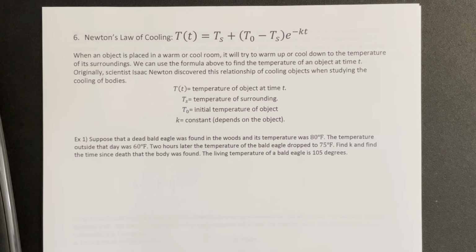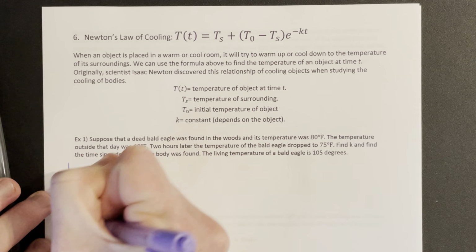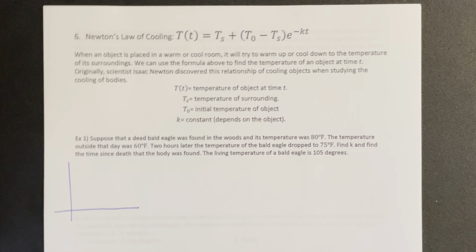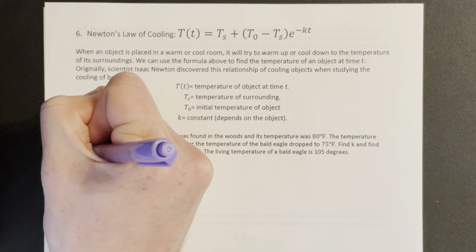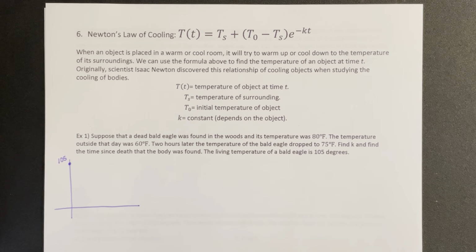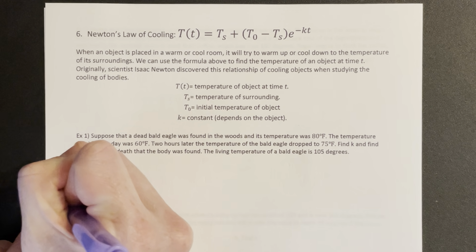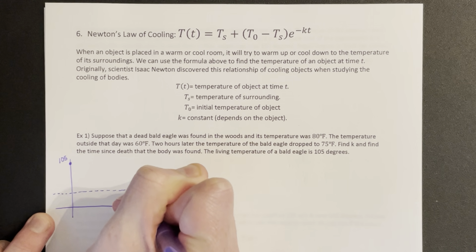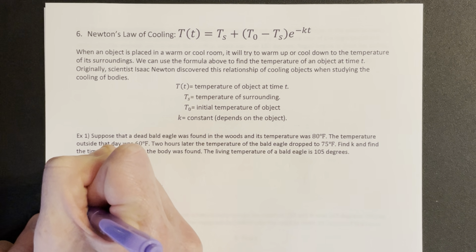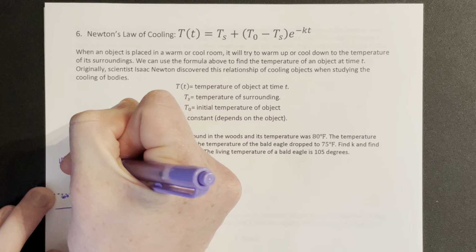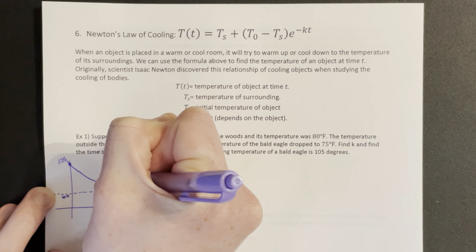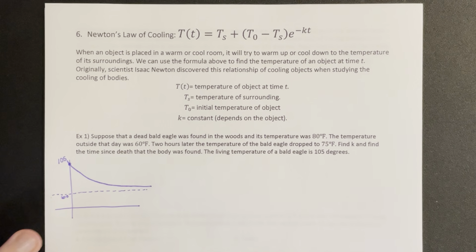When we think about what's really going on here, it is an exponential decay function. The initial temperature of a bald eagle is 105. But it's decaying, and it's trying to reach that room temperature or outside temperature of 60 degrees. So what we're going to have is this horizontal asymptote at 60, because it's not going below the regular temperature outside. So our decay function would be exponentially trying to decay closer and closer to that 60.